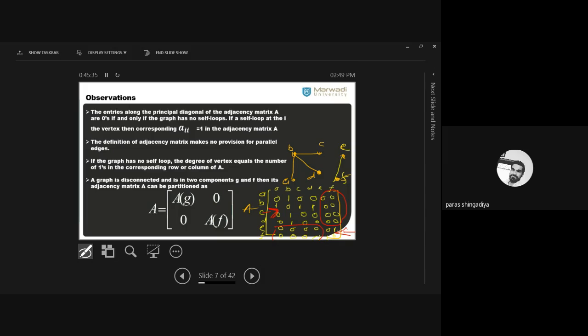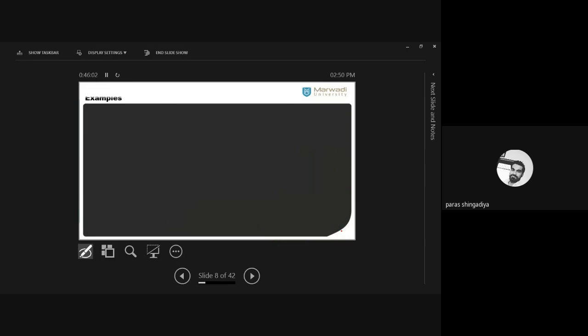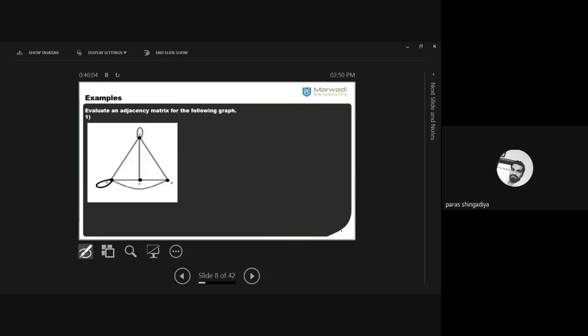So these are the few observations for the matrix. Clear? Is there any confusion to anyone to derive the adjacency matrix? Any doubt to anyone? Yeah, do all of you have any doubt? Okay, good. Now let's practice some more examples related to this one.